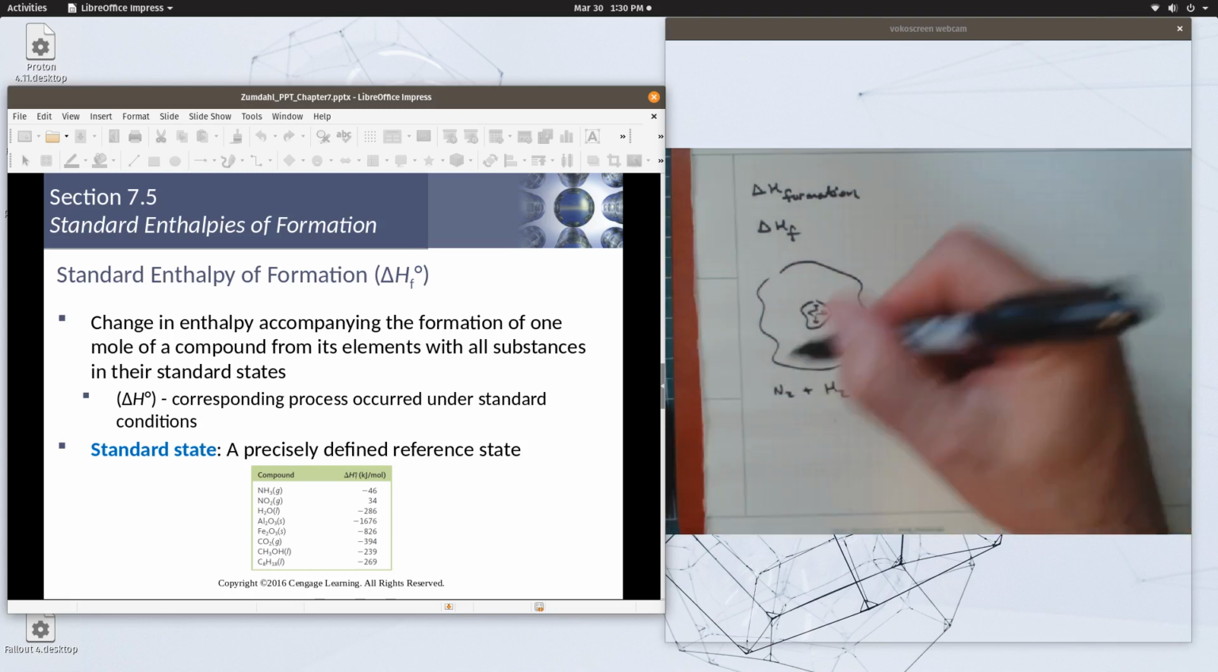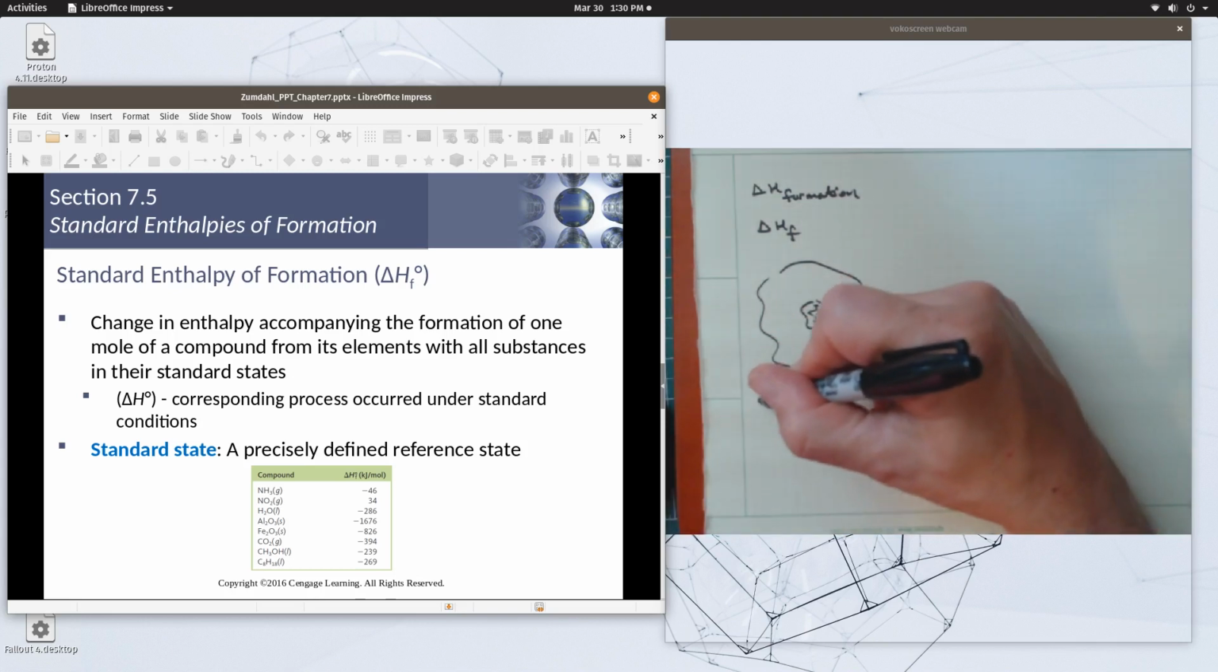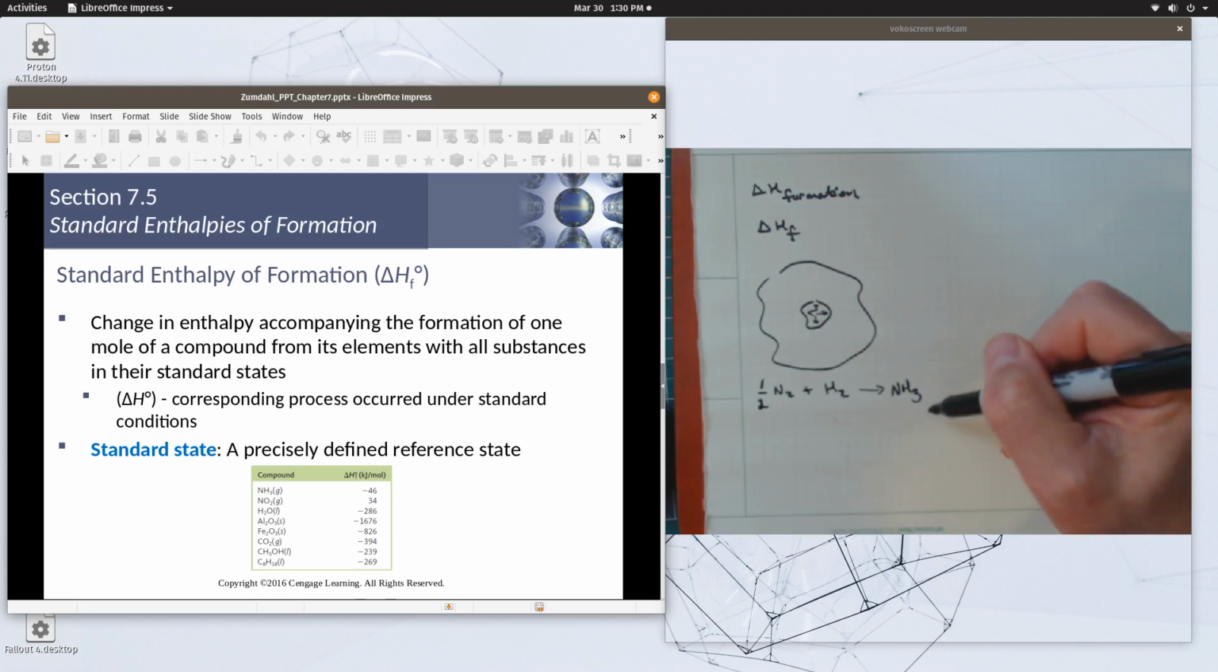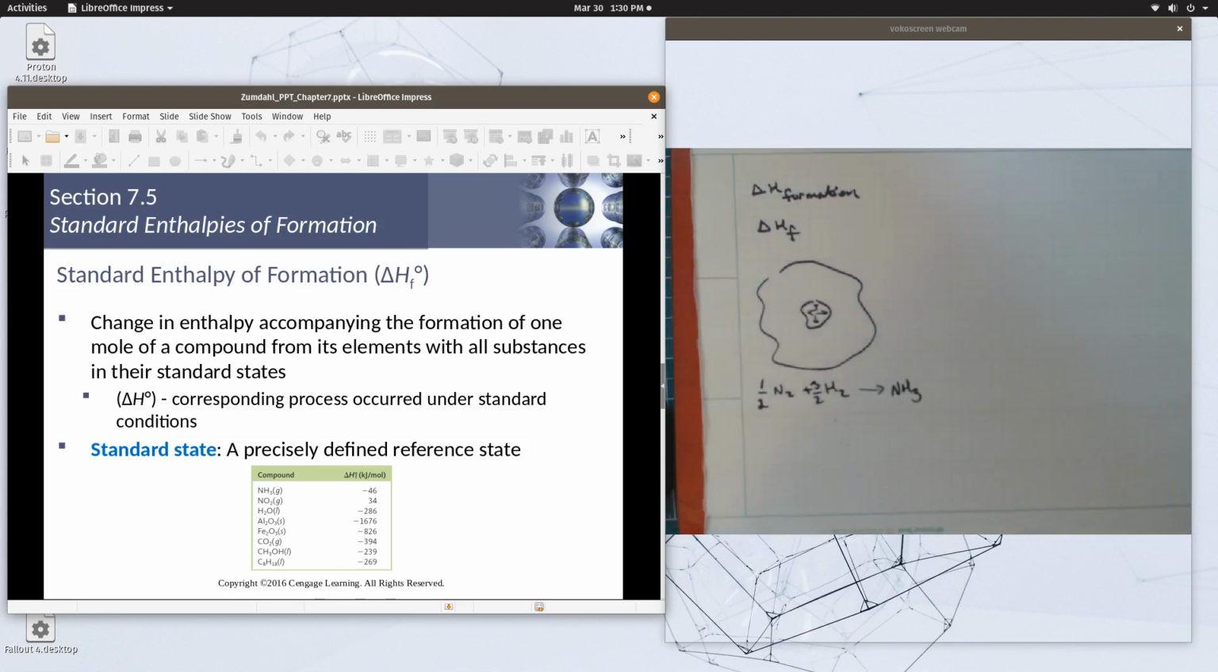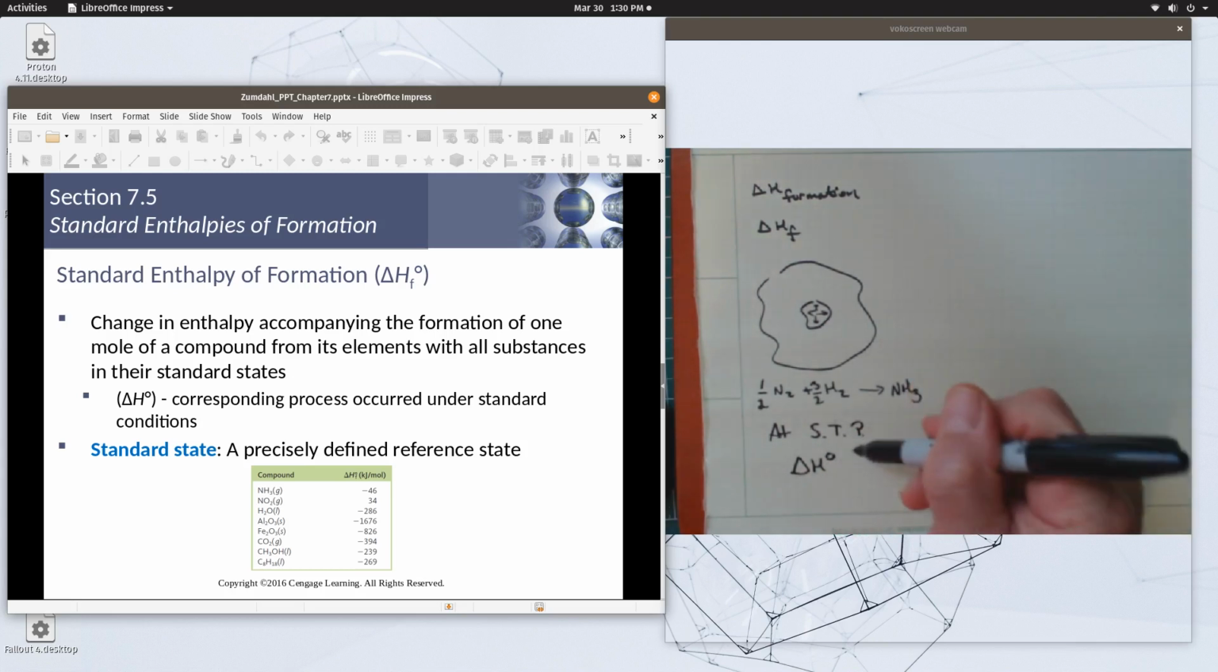So I'm going to need to have a half of a mole of this and 3/2 moles of that, I believe, will do it. And that delta H, at standard temperature and pressure, which I'll denote with S, the delta H of formation, and that little 0 here denotes standard temperature and pressure.